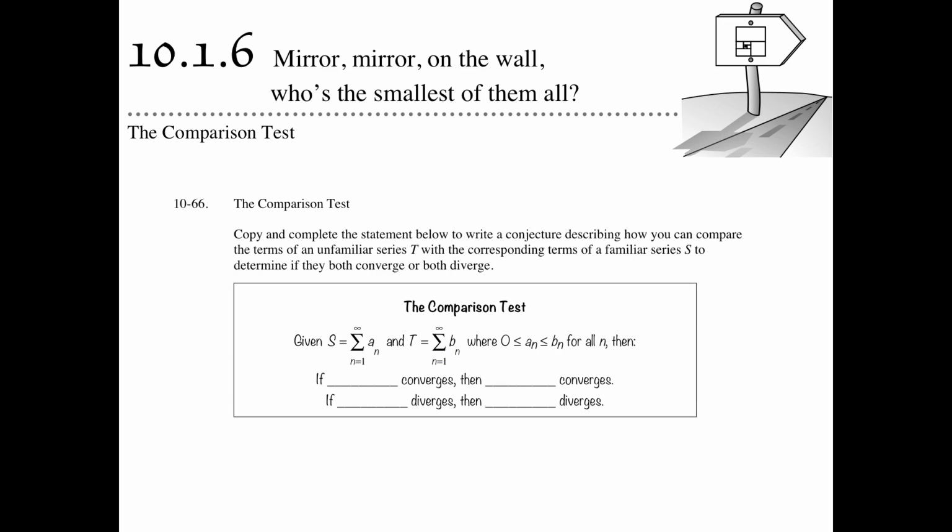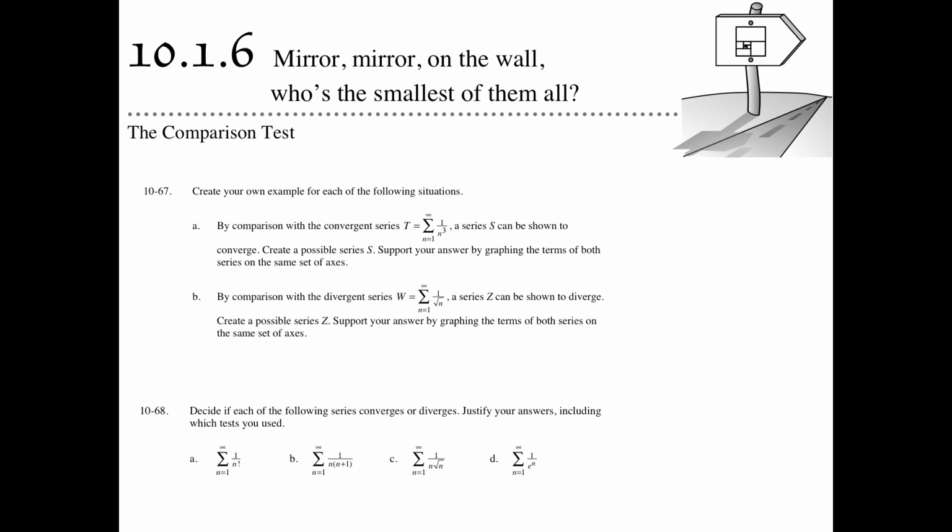And based on these examples, students then summarize the comparison test in a math note in problem 10-66. In this statement, the terms in S are said to be less than the terms in T. So if T converges, then S, which is smaller, must converge as well. Likewise, if S diverges, then T, which is larger, must diverge as well.